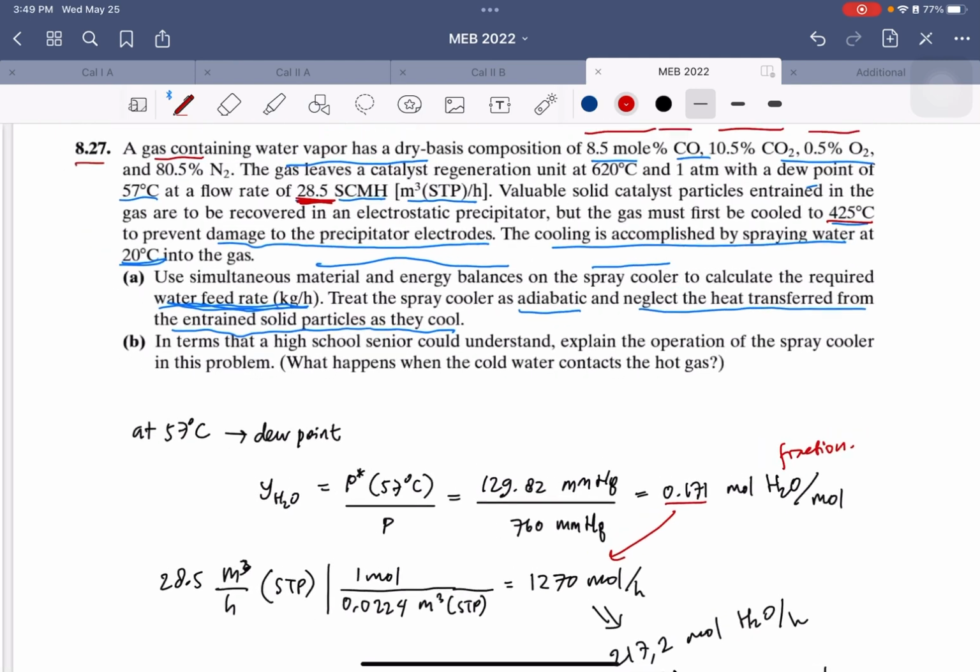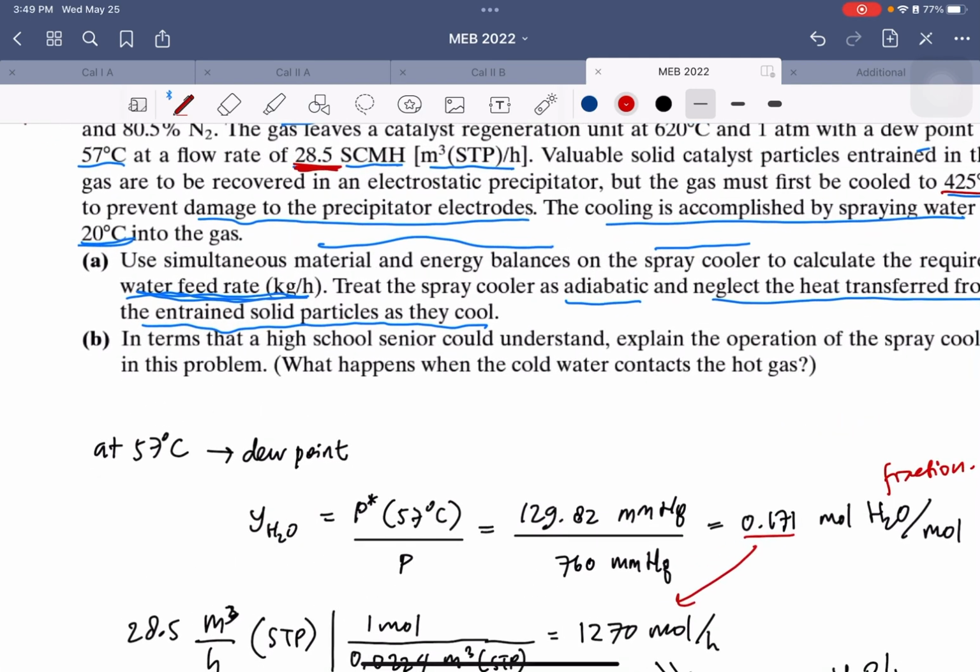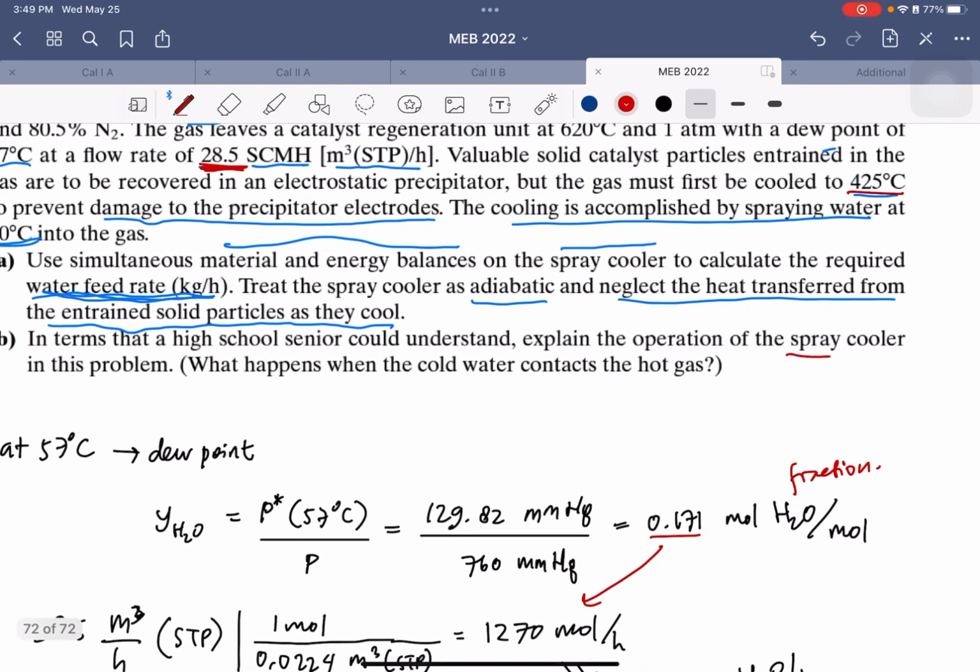In terms that a high school senior could understand, explain the operation of the spray cooler in this problem. What happens when the cold water contacts the hot gas? Okay, so the cold water, this is the blue one. Let's say this is cold water, and this is the gas, hot gas. So what is happening here?